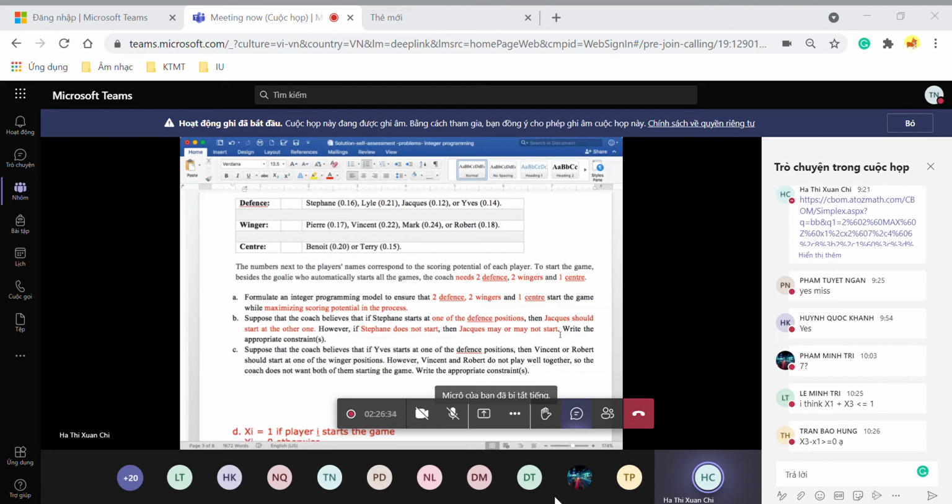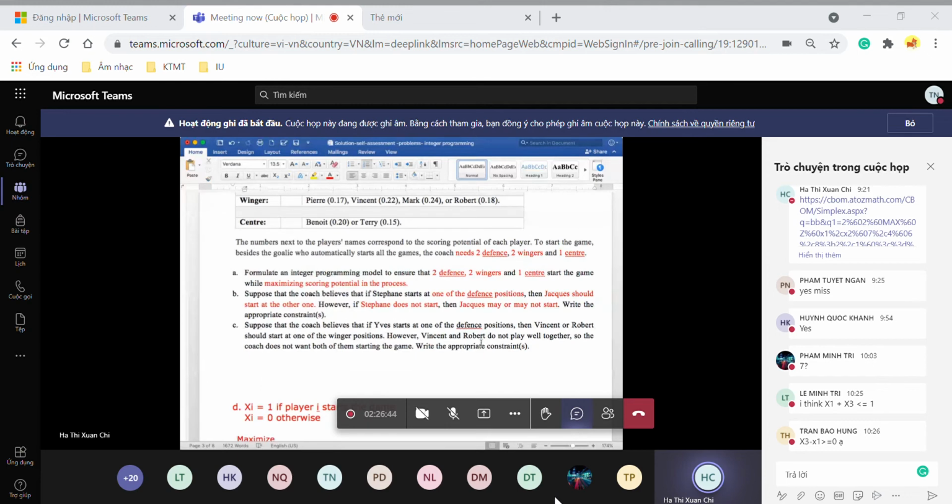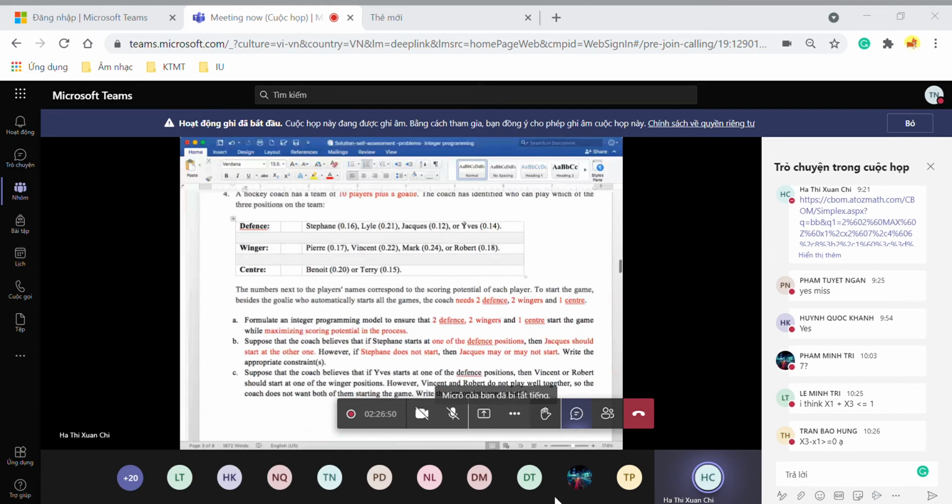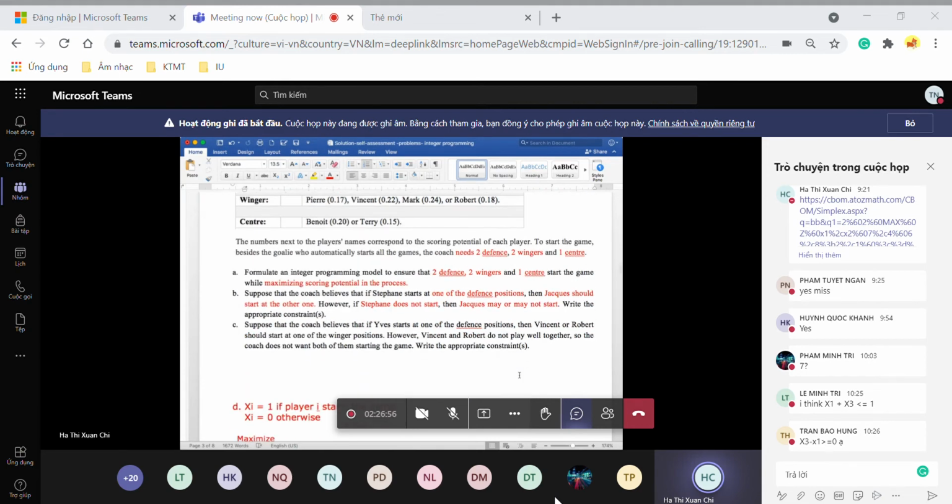So I think this varies. So the question says, suppose that the coach believes that if Y best starts at one of the defense positions, then Vincent and Robert should start at the one with the winger position.